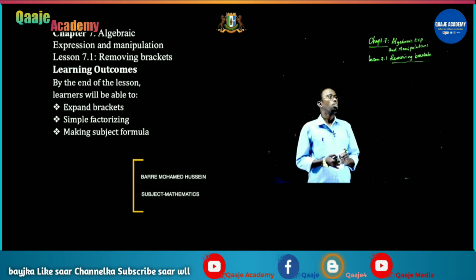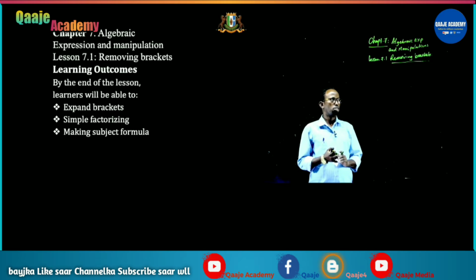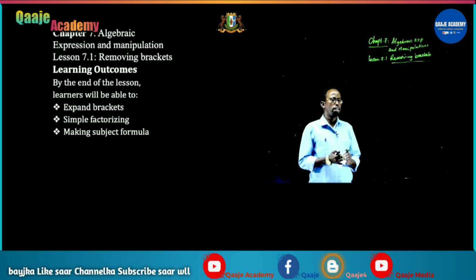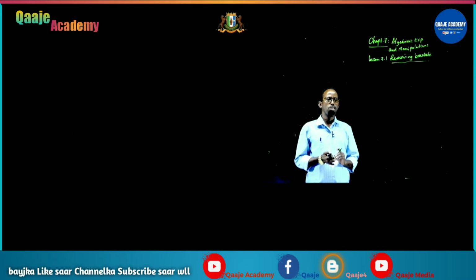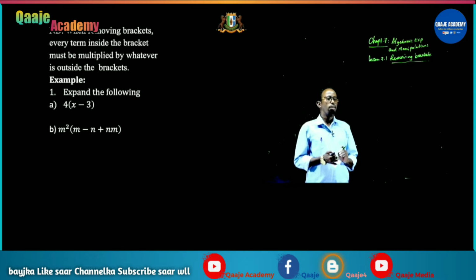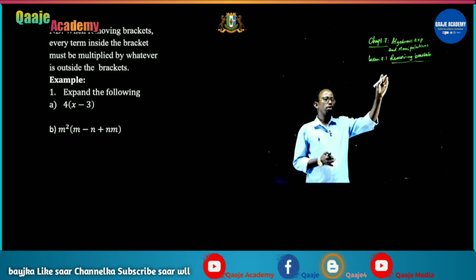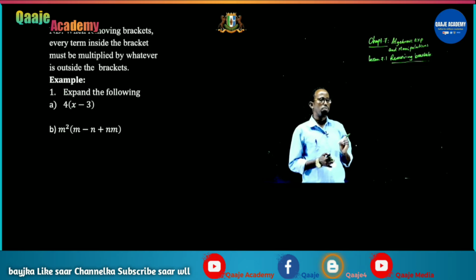We begin chapter 7, algebraic expressions and manipulation, part one, lesson 7.1: removing brackets. Learning outcomes: by the end of the lesson, learners will be able to expand brackets, simplify, factorize, and make the subject of a formula. Note: when removing brackets, every term inside the bracket must be multiplied by whatever is outside the bracket.